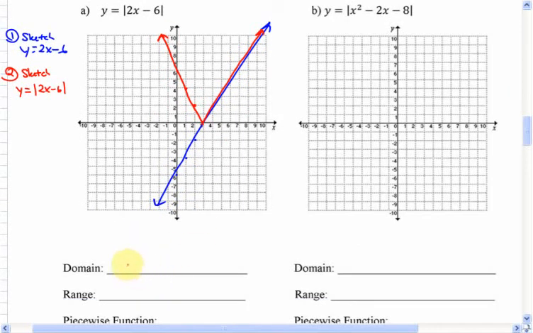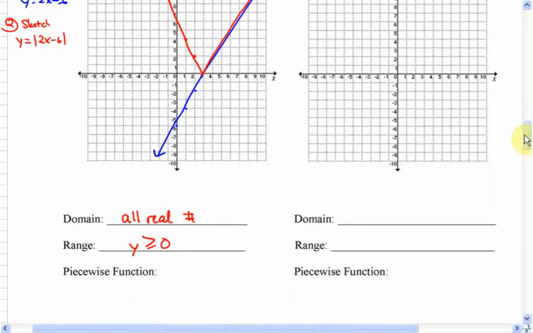Oh, real numbers, right? The graph stretches from left to right. It goes across to everything to the right and everything to the left. All real numbers. What's the range in this case, though? What are the possible values of y? Y must be greater than 0. That's right. It's absolute value. There's no negative, so y must be greater or equal to 0. Nice. And the hardest part, what's the piecewise function?